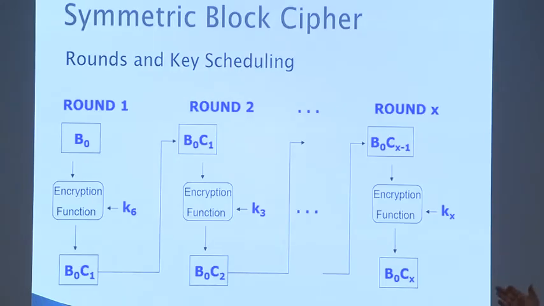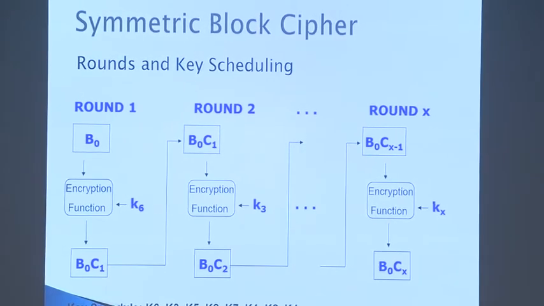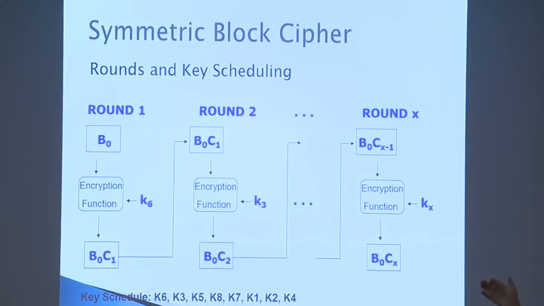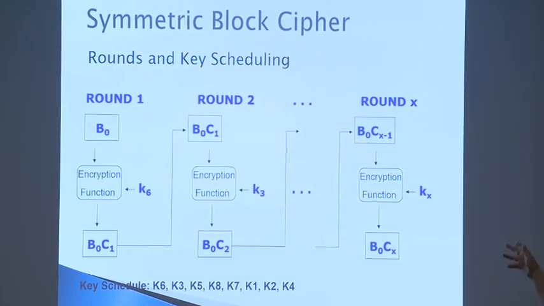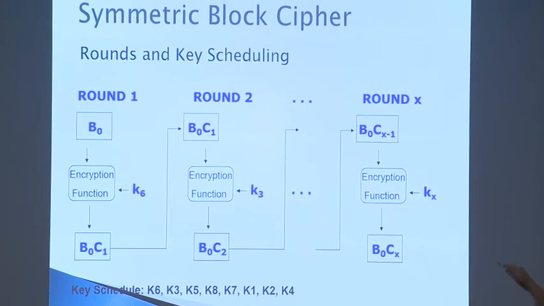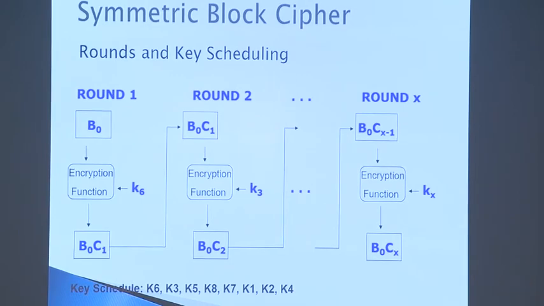When I take my data coming in, the data comes into the DES encryption algorithm. Key 6 comes into it. The output of this becomes the next input. I now put in key 3. The output of this comes in, then key 5. Then the output gets doubled up with key 8, and then key 7, key 1, key 2, key 4.